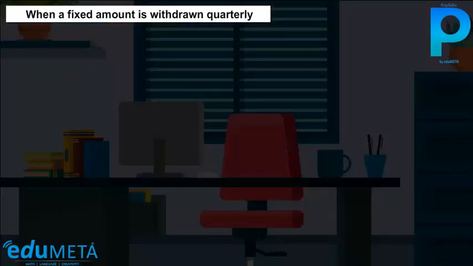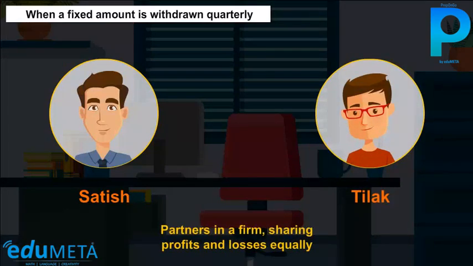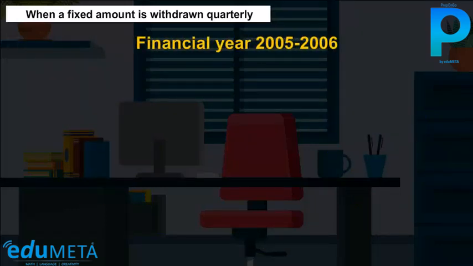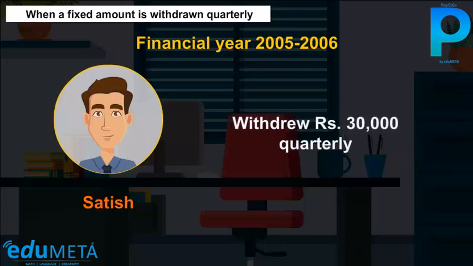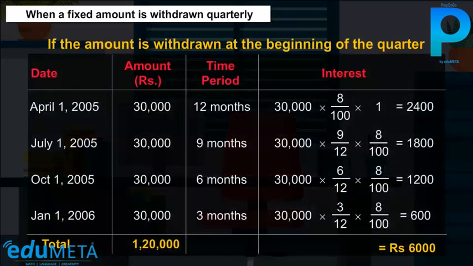Let us take an example of Satish and Tilak, who are partners in a firm, sharing profits and losses equally. During the financial year 2005-2006, Satish withdrew rupees 30,000 quarterly. If interest is to be charged on drawings at 8% per annum, the calculation of average period and interest on drawings will be as follows.